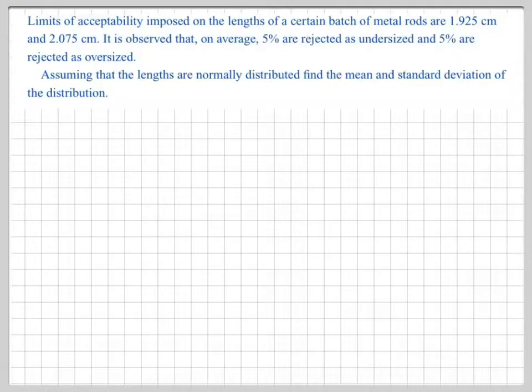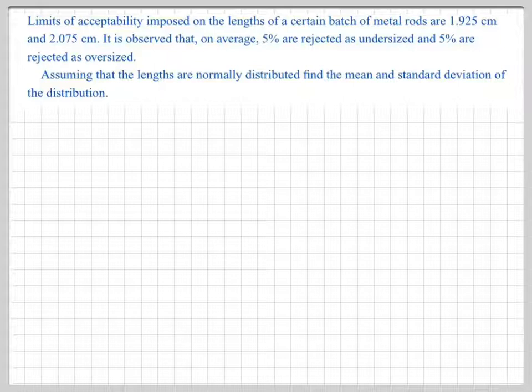So our first problem, here it is. The limits of acceptability imposed on the lengths of a certain batch of metal rods are 1.925 centimetres and 2.075 centimetres. Okay, that's the limits of acceptability. It is observed that on average 5% are rejected as undersized and 5% are rejected as oversized. Assuming that the lengths are normally distributed, find the mean and the standard deviation of the distribution.